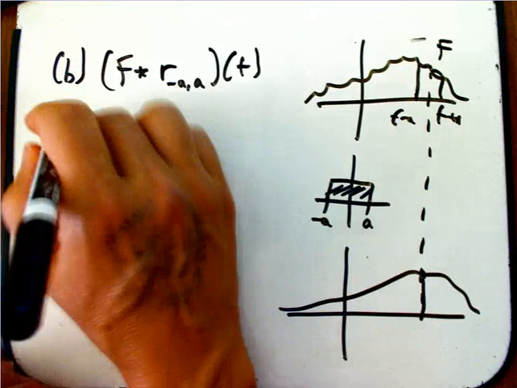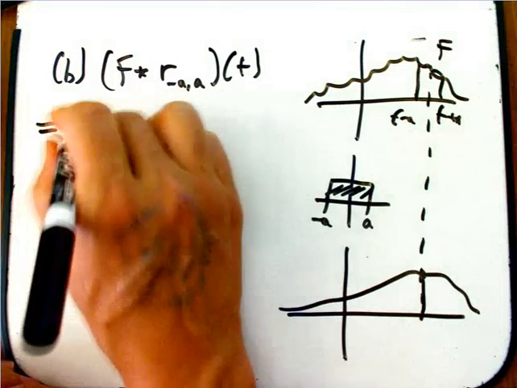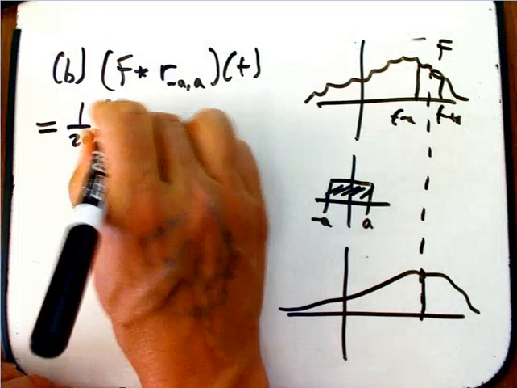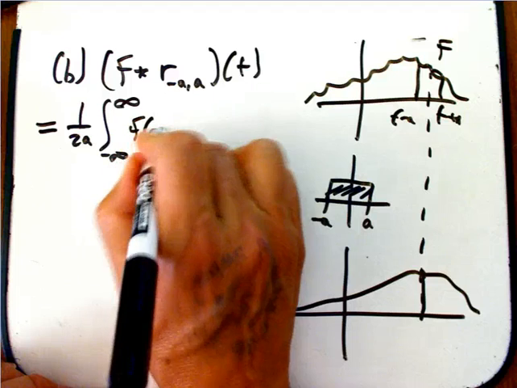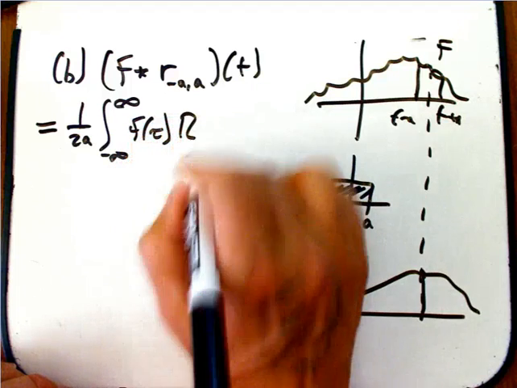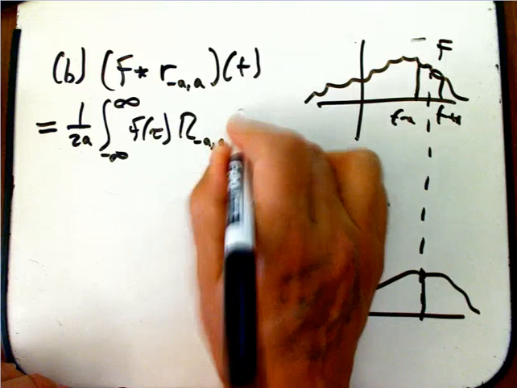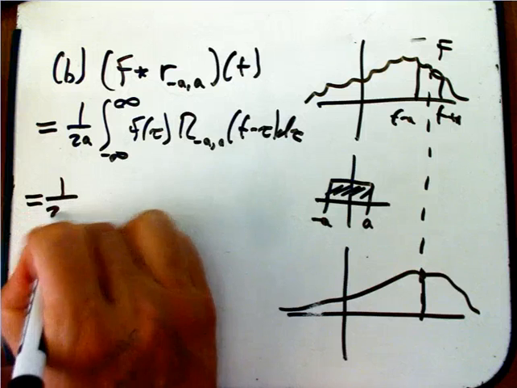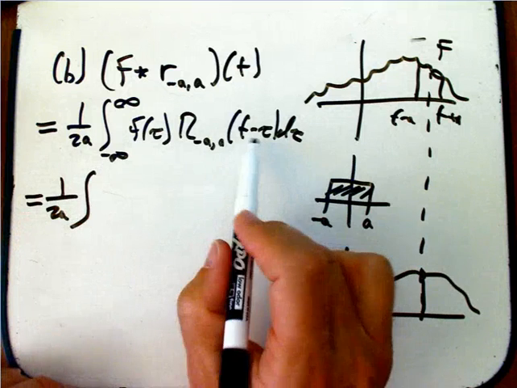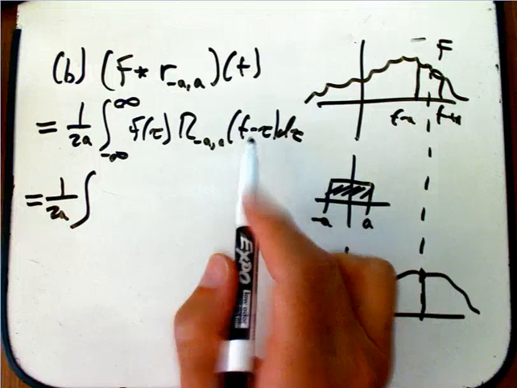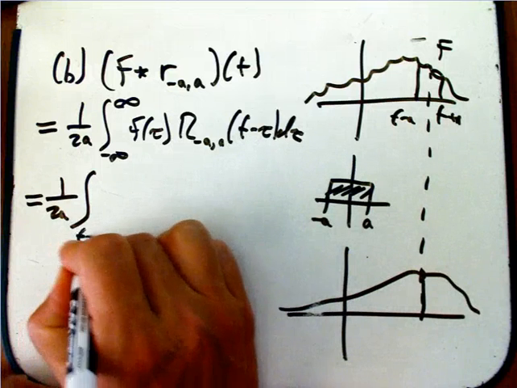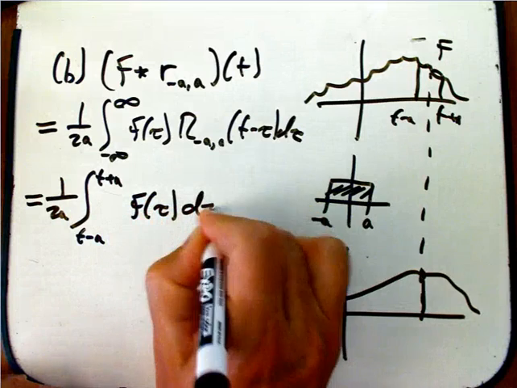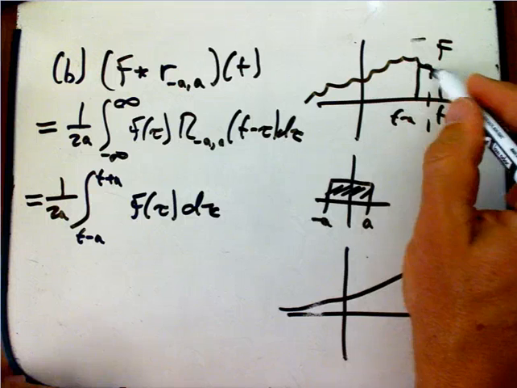So we can justify that pretty easily. This has a 1 over 2a to get the area right. So I'll set it up as minus infinity to infinity, but then we have the unnormalized one, and it's of t minus tau d tau. And again, if this is going to be between minus a and a, then tau has to be between t minus a and t plus a. And that's exactly the average value of f on this region here.